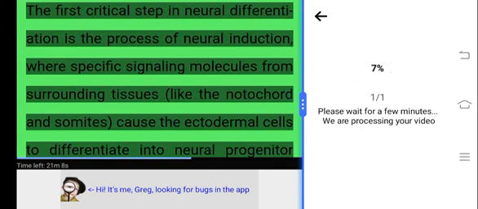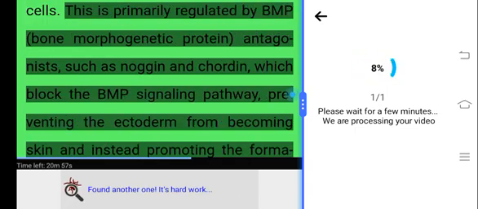The first critical step in neural differentiation is the process of neural induction, where specific signaling molecules from surrounding tissues like the notochord and somites cause the ectodermal cells to differentiate into neural progenitor cells. This is primarily regulated by BMP, bone morphogenetic protein, antagonists such as noggin and chordin, which block the BMP signaling pathway, preventing the ectoderm from becoming skin and instead promoting the formation of the neural plate.